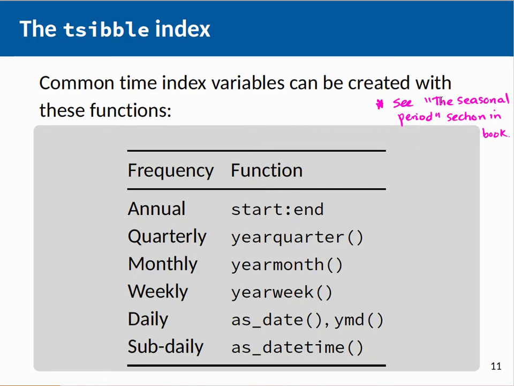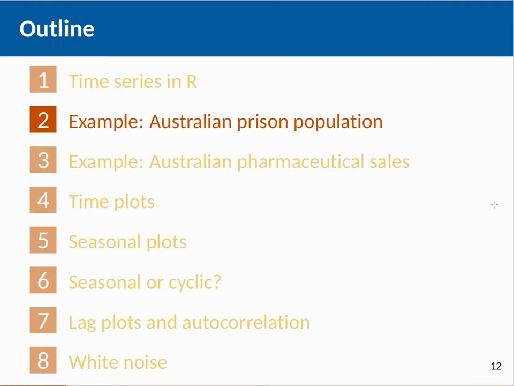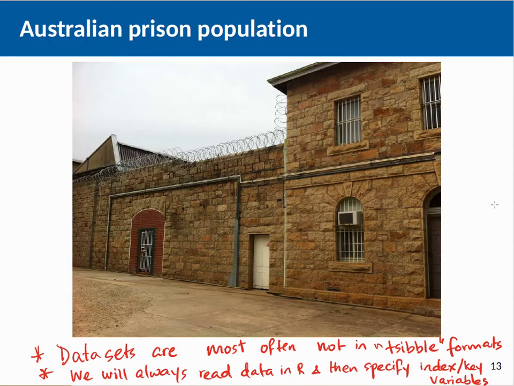There's actually an interesting section in the book which is about seasonal periods, and I think you should check it out. So let's take a look at an example of the Australian prison population.